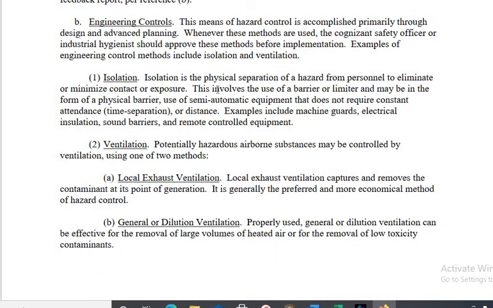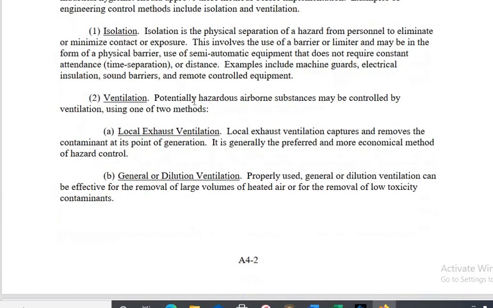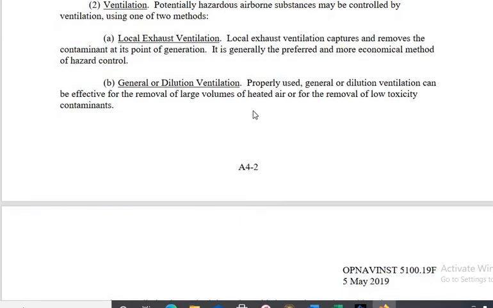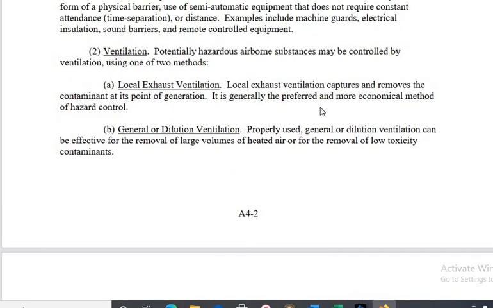Engineering control. So I think it kind of says in the name. Accomplished primarily through design and advanced planning. Types of engineering controls are isolation. So isolate the hazard from personnel. Ventilation. Here's one, because again, remember I said in some of my other videos, if anything says most common, most typically seen, number 1, local exhaust ventilation is the preferred and more economical method of hazard control.